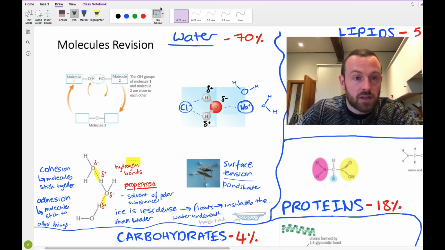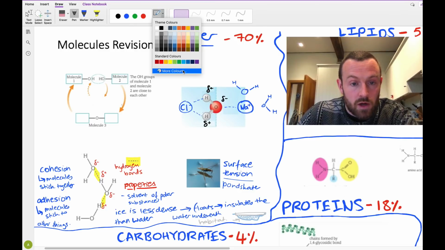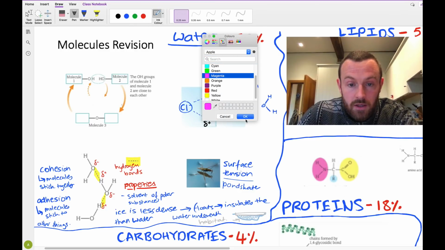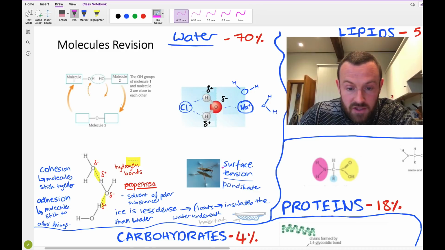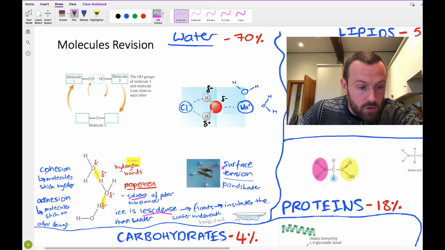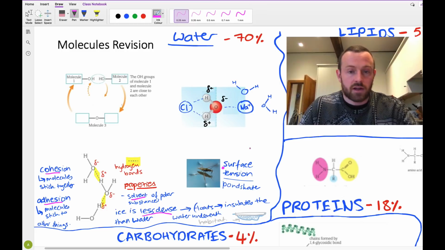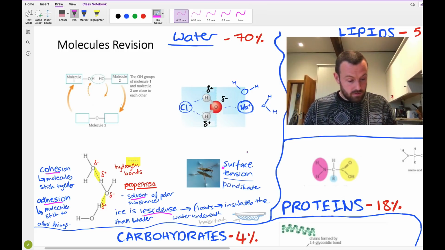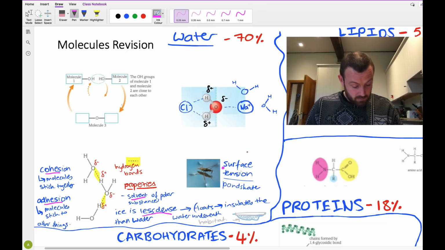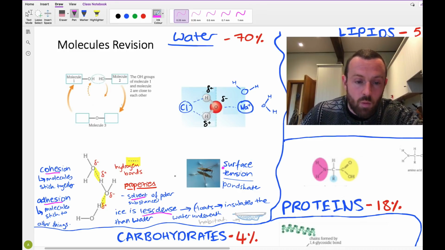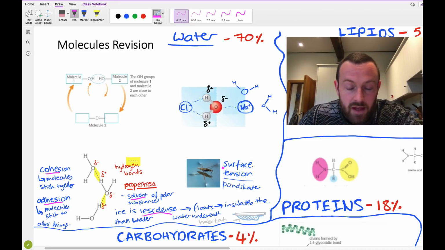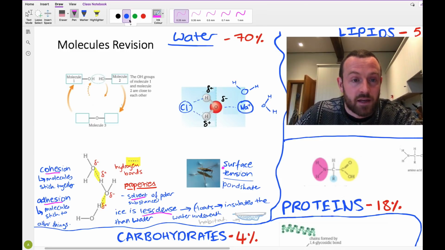Okay, surface tension. So let's just highlight those key ones, just so they stand out a bit more. We've got surface tension. We've got the fact that ice is less dense. We've got the fact that it's a great solvent. We've got cohesion. We've got adhesion. Have I missed anything out? Yes, I have. One more thing is that water has a very high specific heat capacity.